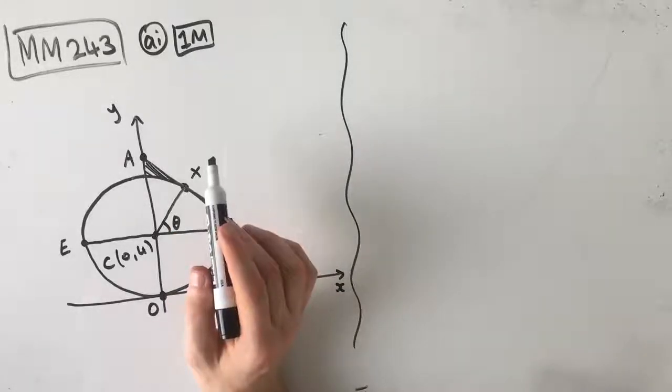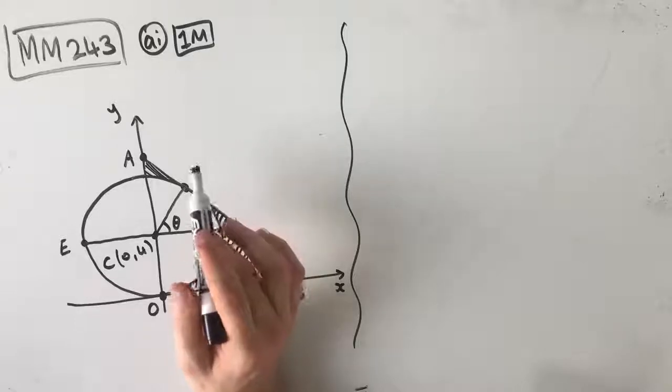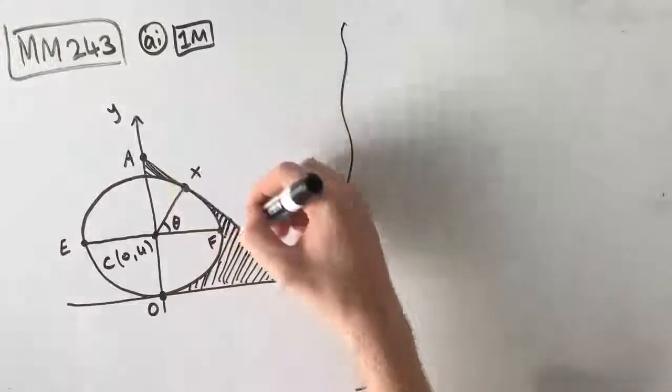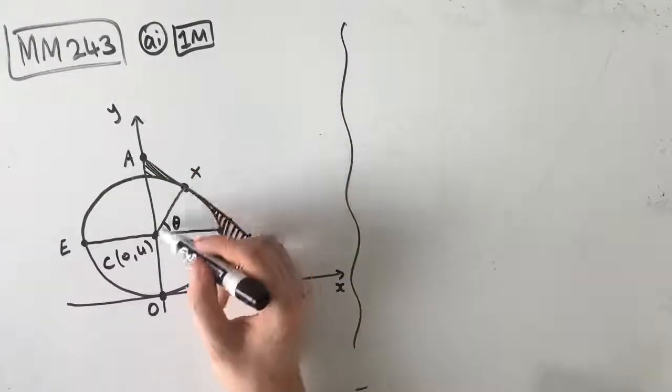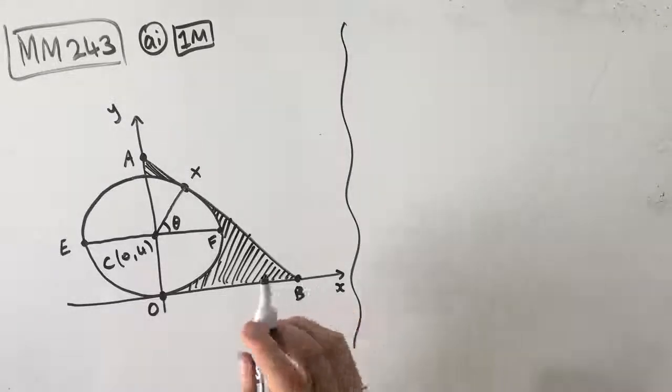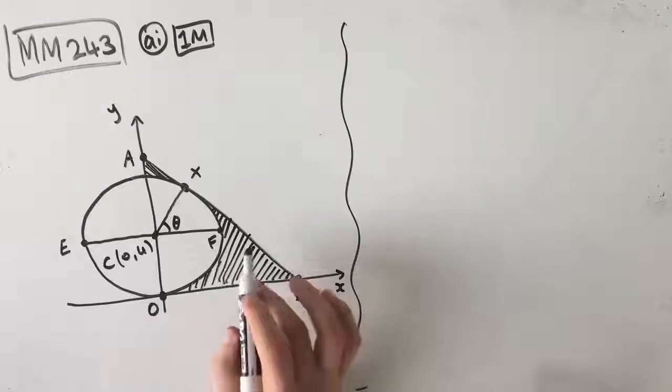The diagram shows the tangent to the circle at X as the line AB, which is perpendicular to CX. Alright, so this line here, AB, is perpendicular to CX. Awesome. So part A(i) says find, in terms of theta, the coordinates of point X.